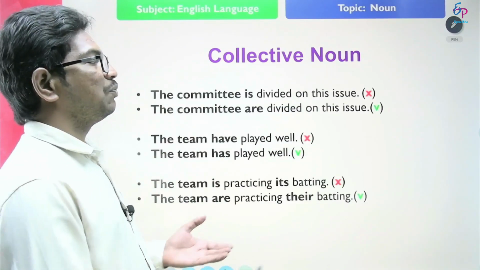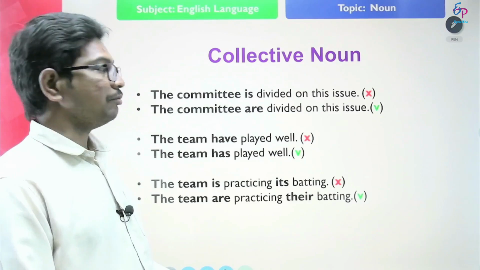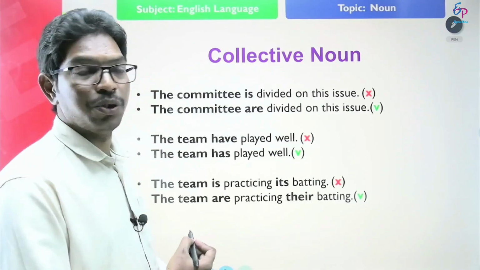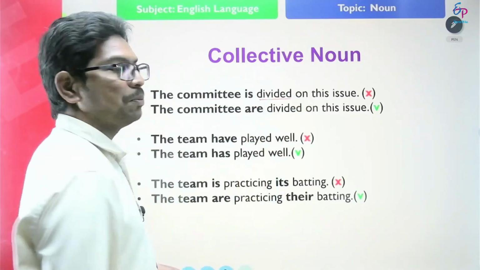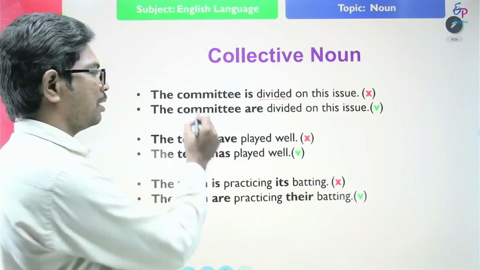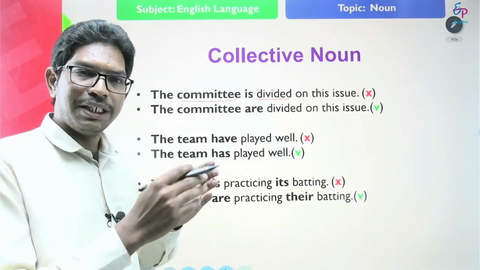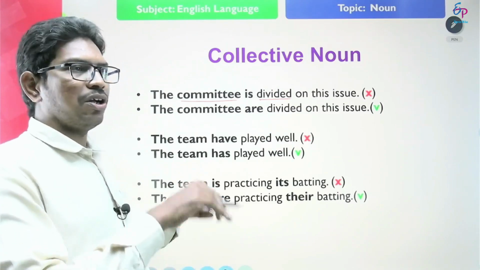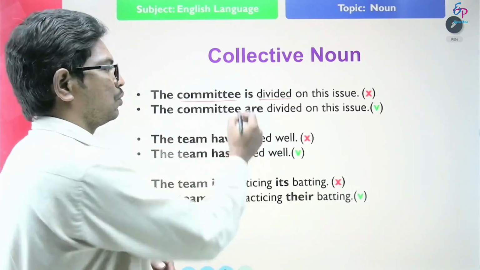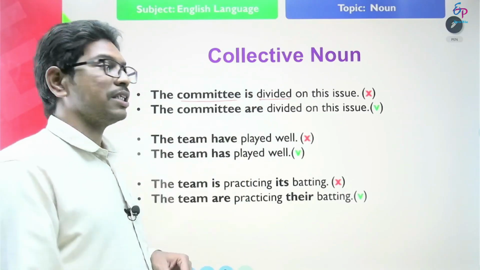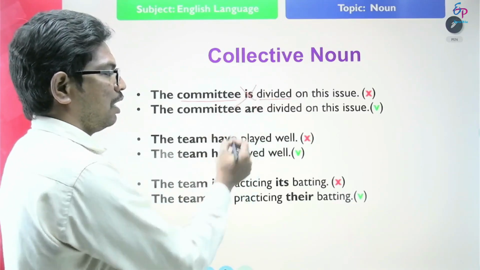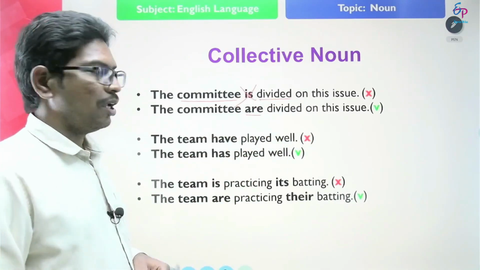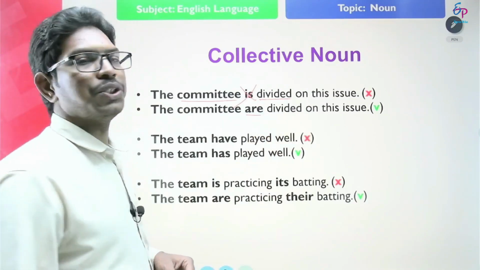Now, the committee is divided on this issue. Here, divided means it is spoken as individual. So, what is committee here? Collective noun. So, committee is divided is wrong. Divided means you are talking about individual members of that committee. So, that is used in a plural sense. We have to remove this is, and are is the right answer. The committee are divided on this issue.